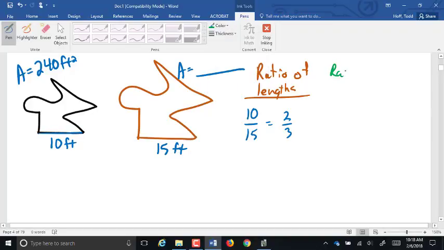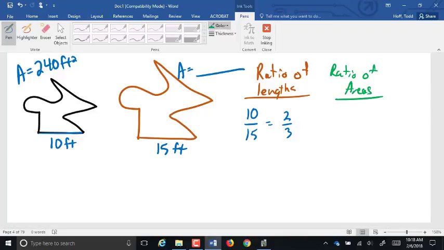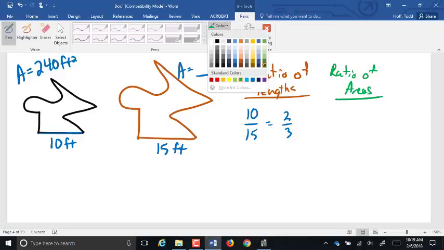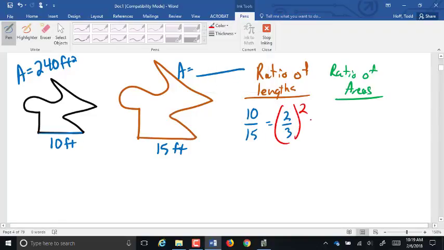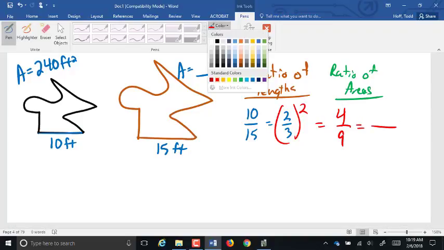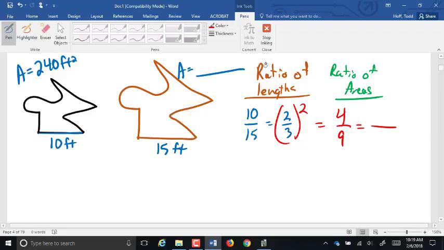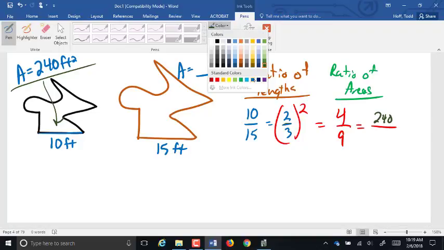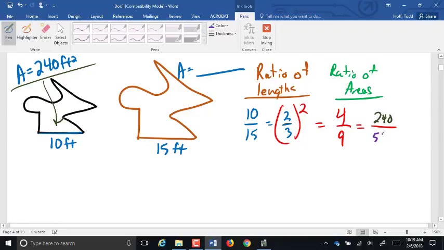So my ratio of areas is found by doing what? Squaring. So 2 squared is 4, 3 squared is 9. Very good. On the other side, where does the 240 go? It's from the smaller figure, so it does go on top. Cross multiply and divide. 9 times 240 divided by 4 is 560. Is that correct? 540. You're correct. So that's 540 square feet.